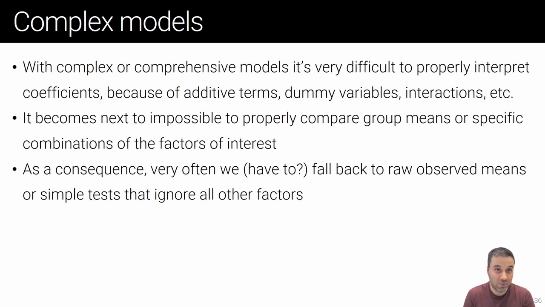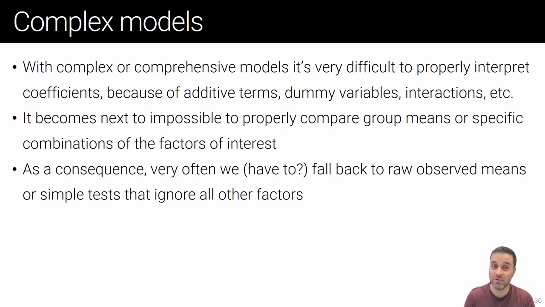So when we have complex models and complex hypotheses, it's a lot more complicated to do that. Specifically, it's very complicated to properly interpret what the coefficients mean because of the additive nature of the linear model, the dummy variables, interactions, etc. So it's kind of next to impossible to properly compare these group means while controlling for the other factors of interest. And as a consequence, very often we have to fall back to just looking at the raw mean scores or running very simple tests that ignore the other factors.